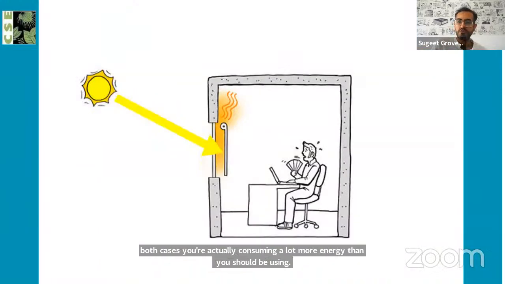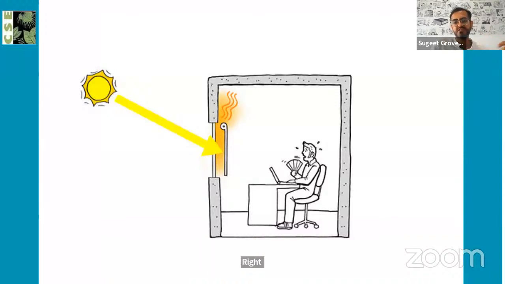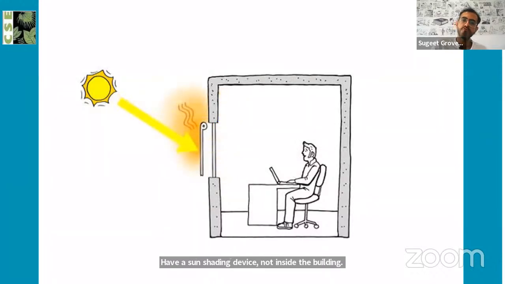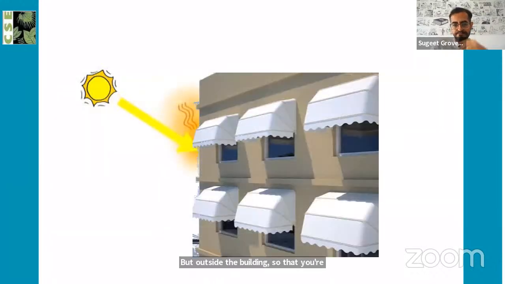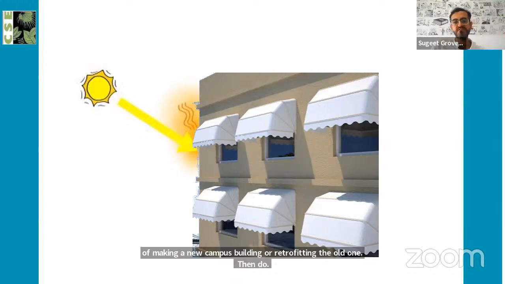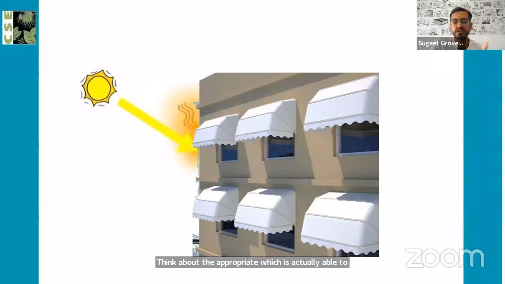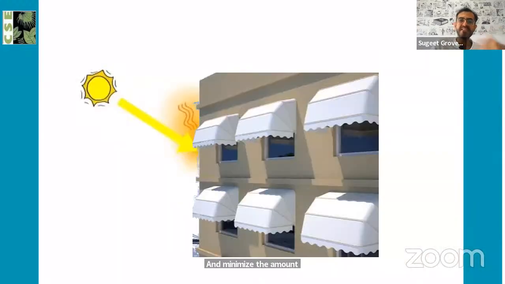So the best idea, of course, is to have a sun shading device not inside the building, but outside the building, so that you're able to not let the direct sunlight come in. If you're thinking of making a new campus building or retrofitting the old one, then do think about the appropriate shading, which is able to cut down the direct sunlight from coming inside your building. The first step you can take, of course, is to minimize the amount of glass you're using and keep it to roughly 30% of the walls, and minimize the amount of direct heat that enters your building in summers.